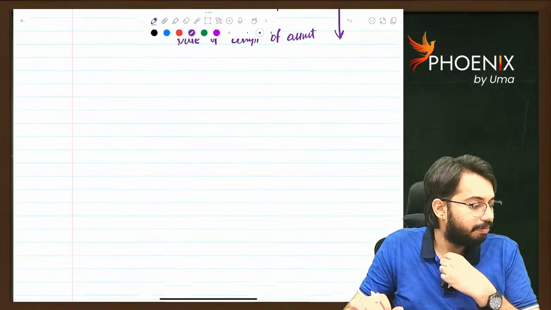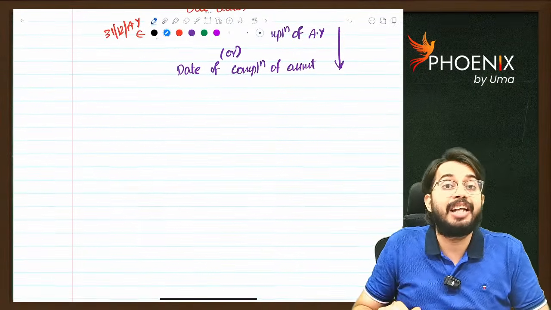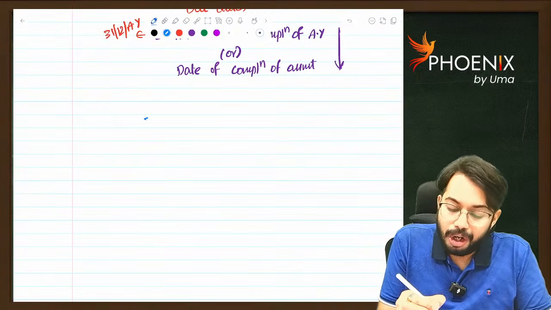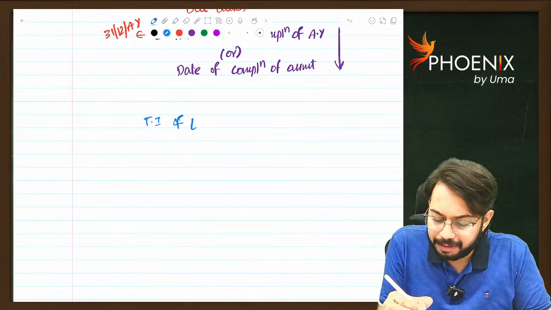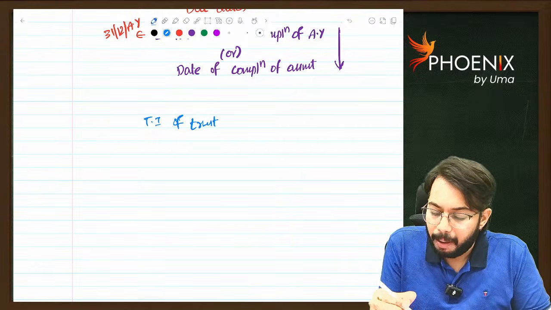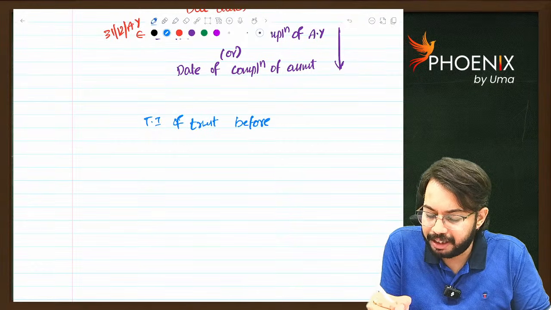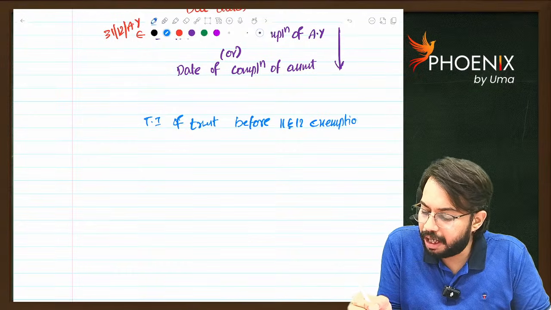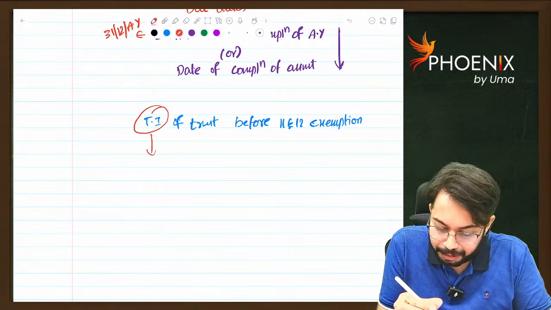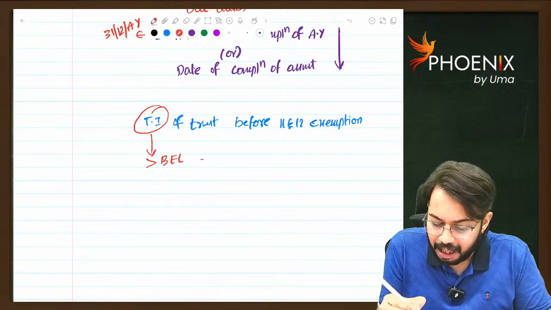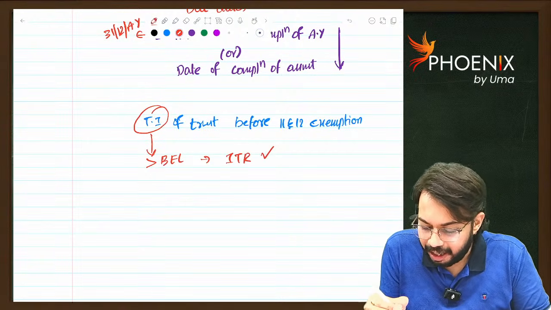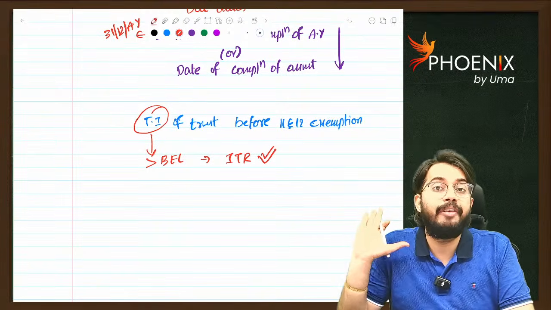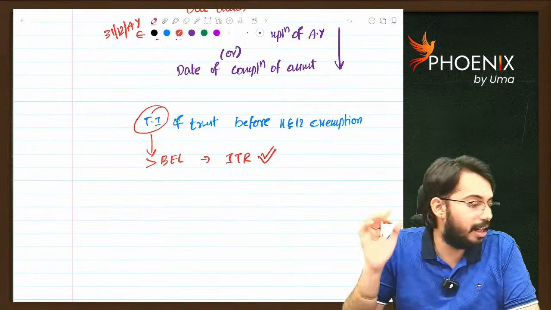Now, we discussed the trust taxation. Do you remember trust can claim exemption under section 11, 12? So total income of trust before section 11 and 12 exemption, if the total income is more than the basic exemption limit, then the trust is mandatorily required to file ITR. If the trust does not file ITR, a penalty will be levied of 500 rupees per day. Are you able to understand?